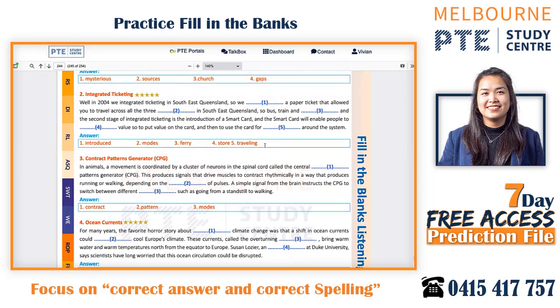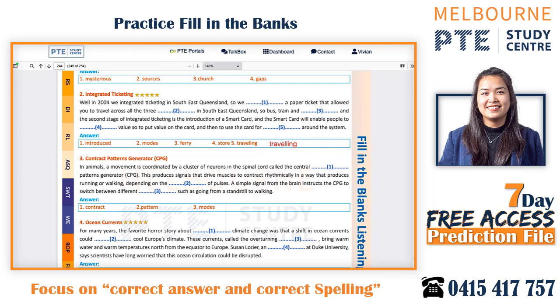Okay, for example, traveling. Some students spell it in two ways. All right, so which one is correct? Well, apparently both are correct, but one is the American English spelling and the other one is a British English spelling, okay? So I want you to know which spelling you follow. Do you follow British spelling or American spelling? Because if we mix up the spelling, it will impact your writing score.